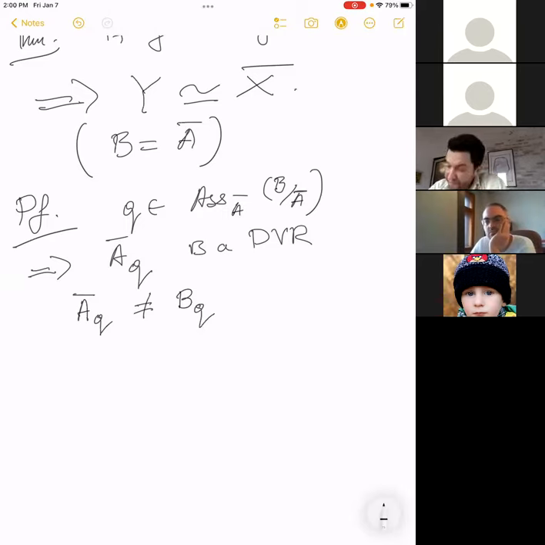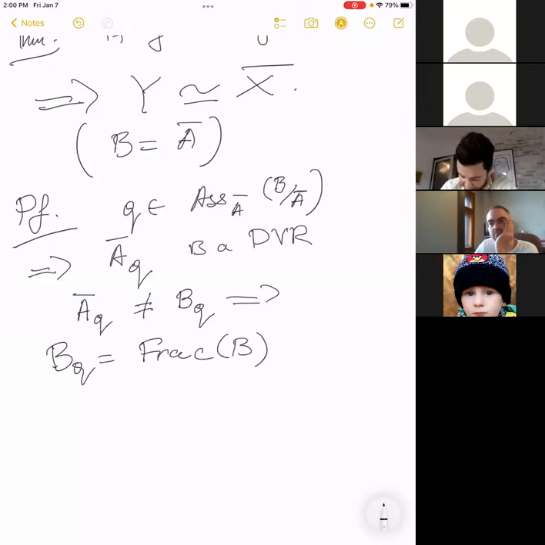So what do we have? A bar Q is a DVR. A bar Q is not equal to BQ. But you see, for DVRs, there is nothing in between. So there are no proper rings that lie between the DVR and the field of fractions. So then the conclusion is that BQ, B localized at Q, must be equal to the fraction field of B.